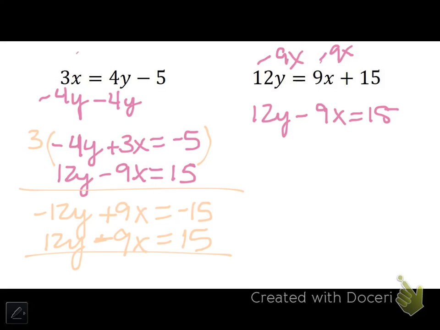Okay, if we add down, negative 12y plus 12y is 0. 9x plus negative 9x is 0. Negative 15 plus 15 is 0. Does 0 equal 0? Yes, it does. So then if we have them equal to each other, my answer is going to be infinitely many solutions. So those two lines should be sitting on top of each other. It also means that there are multiple solutions that they both share because they are sitting on top of each other.